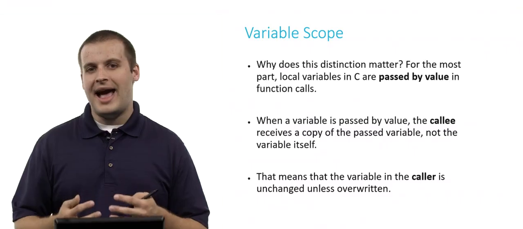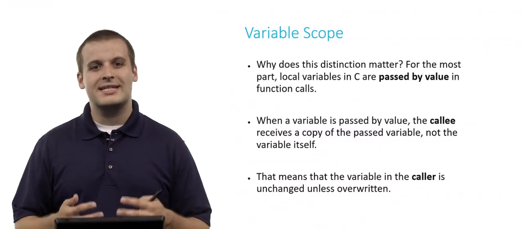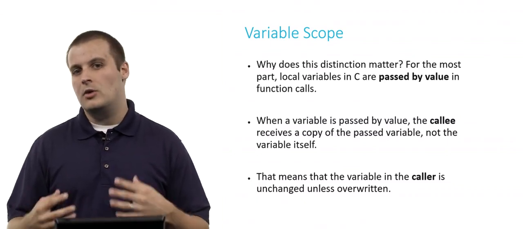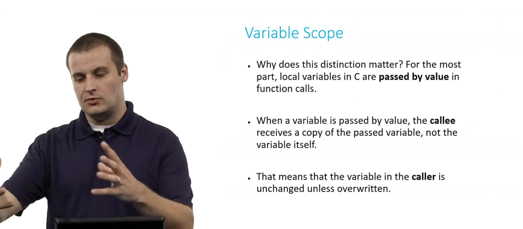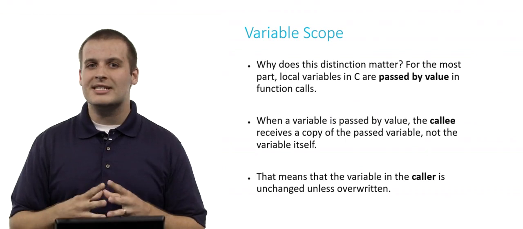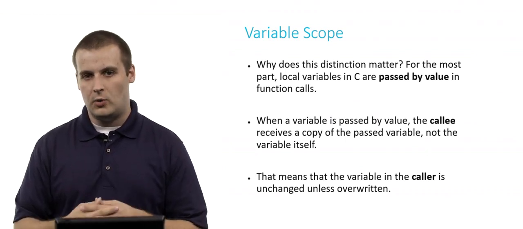Why does this distinction matter? Why do we care whether some variables are local and others are global? Well, for the most part, local variables in C are what's called passed by value when we make a function call. What does that mean? Well, when a variable is passed by value, the callee, which is another way of saying the function that is receiving the variable that gets passed in as an input, actually doesn't receive that variable itself. It receives its own copy of it to work with.